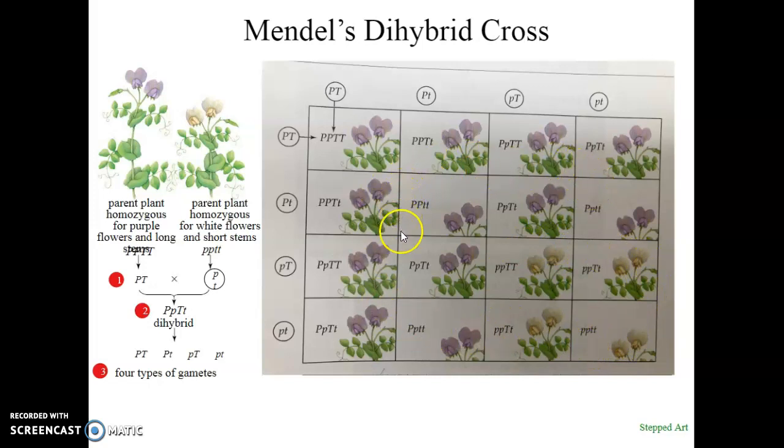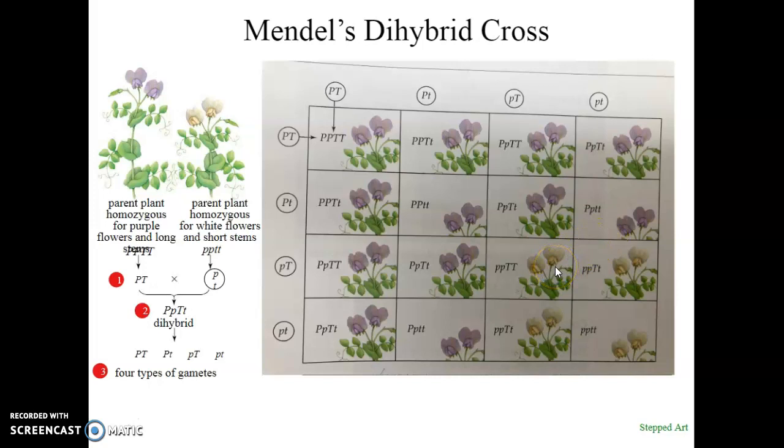This is the same as if you did a monohybrid cross. It's a 3-to-1 ratio. So it's still fitting the monohybrid, but when you're doing a dihybrid, what are the chances that you're going to get short flowers? 1 short, 2 short, 3 short, 4 shorts. 4 out of 16, so 25% of the time you have short flowers. So it's still sticking to the monohybrid cross.